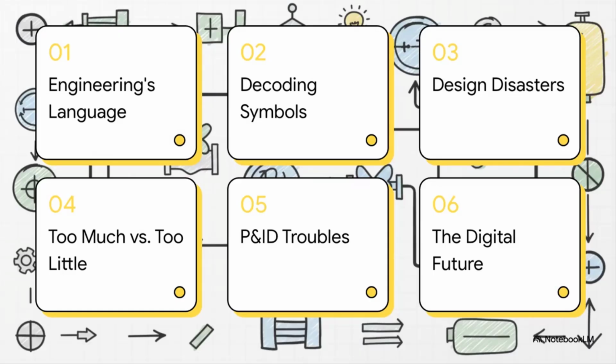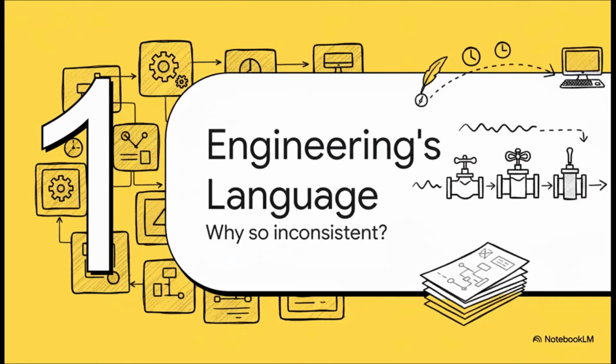So, to make sense of all this, here's the plan. First, we're going to figure out why this language is so all over the place. Then we'll learn the basic symbols. After that, the fun part. We'll check out some big, expensive screw-ups. We'll talk about getting the details just right, the trouble with old-school diagrams, and finally, we'll see how tech is coming to the rescue.